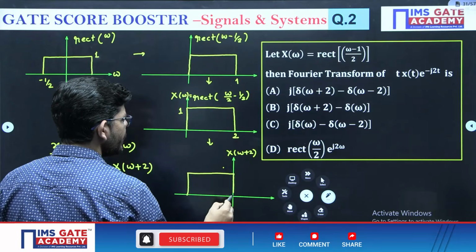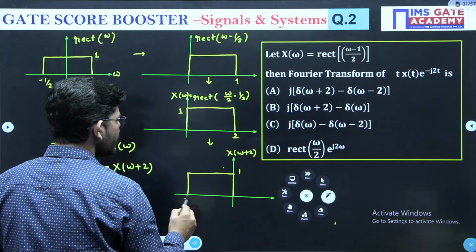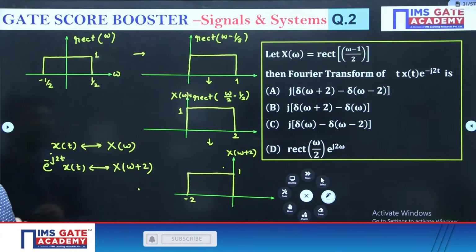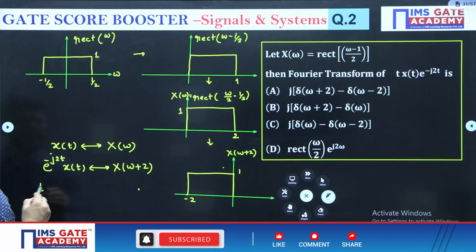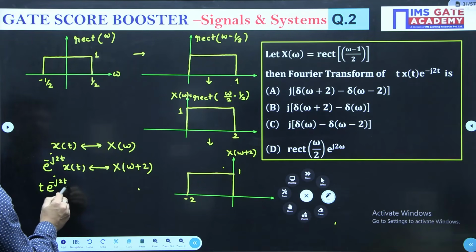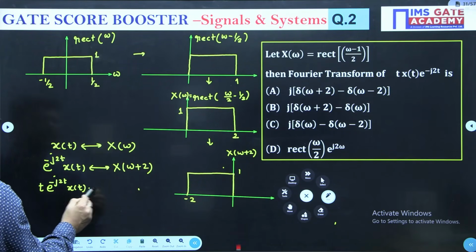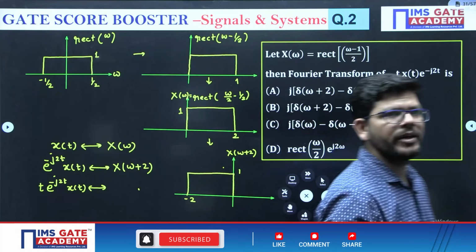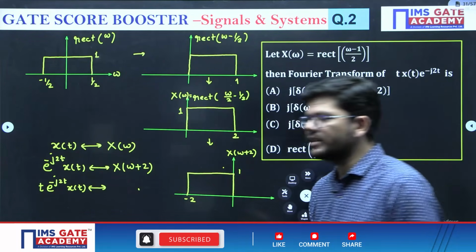Correct. The signal will be just like this, having magnitude 1. This will be minus 2. This is our X of omega plus 2. Now after that, I have multiplied this signal by t: t e to the power minus j2t x of t. Multiplication of t, multiplication of time in the time domain, will result in differentiation in the frequency domain.